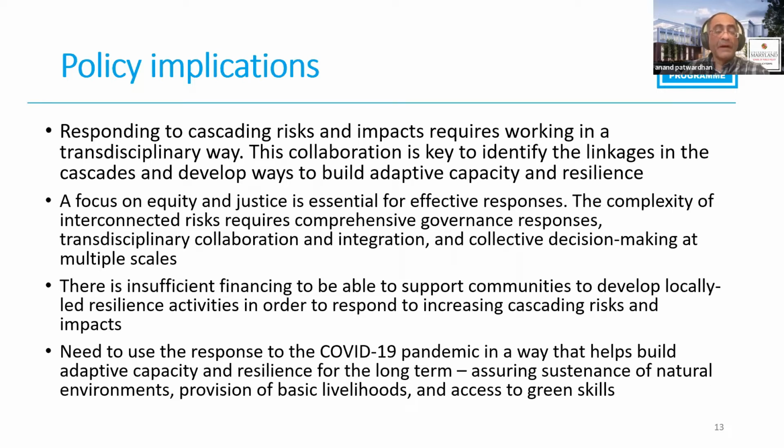Responses are often driven by sector silos and regional governance. But in fact, the whole idea of cascading shocks is that we now have to cross some of those sector or scale boundaries, which is fundamentally a challenging prospect, precisely because policy is often organized around those sectoral and regional boundaries. A second policy implication is that the distributional consequences of cascades mean that a focus on equity and justice is essential for effective response. So governance is an issue, especially governance that has to transcend scales and sectors and lead to collective decision making at those scales.